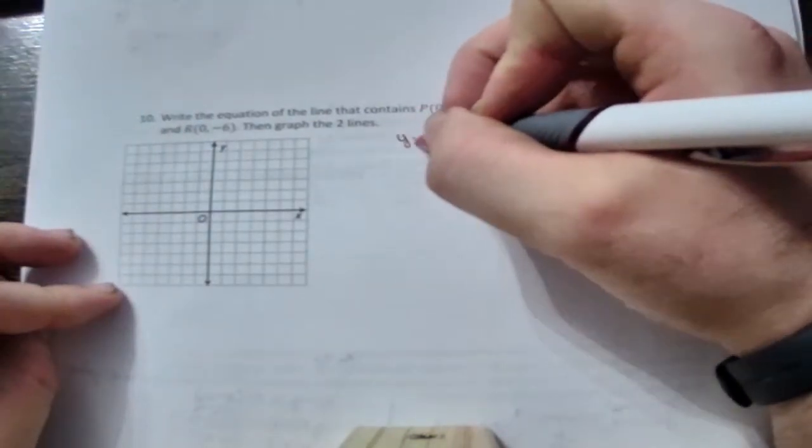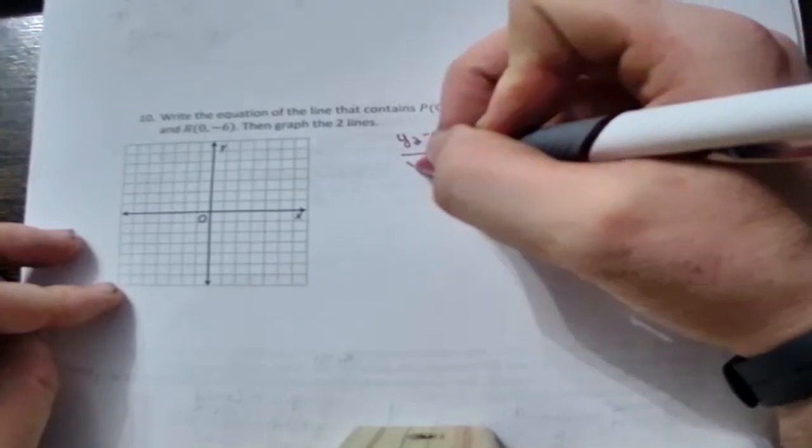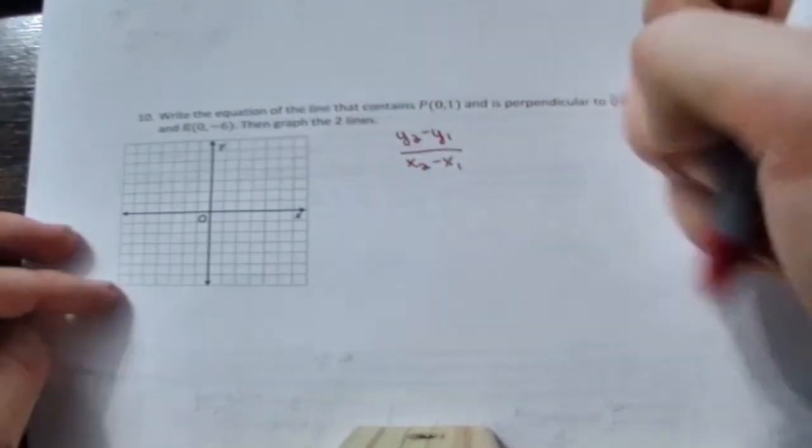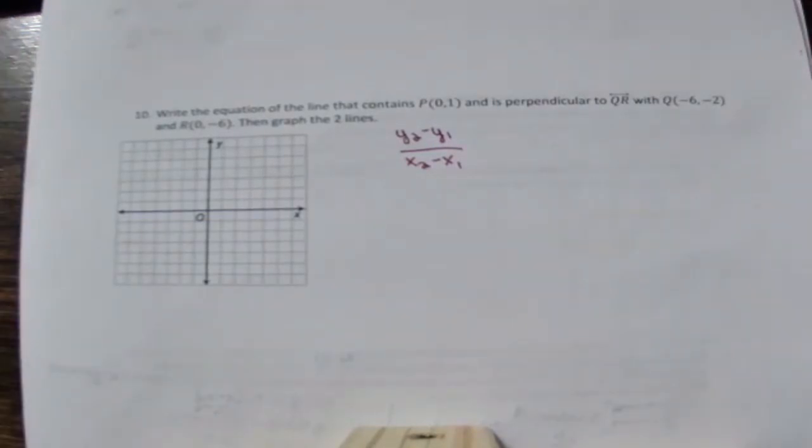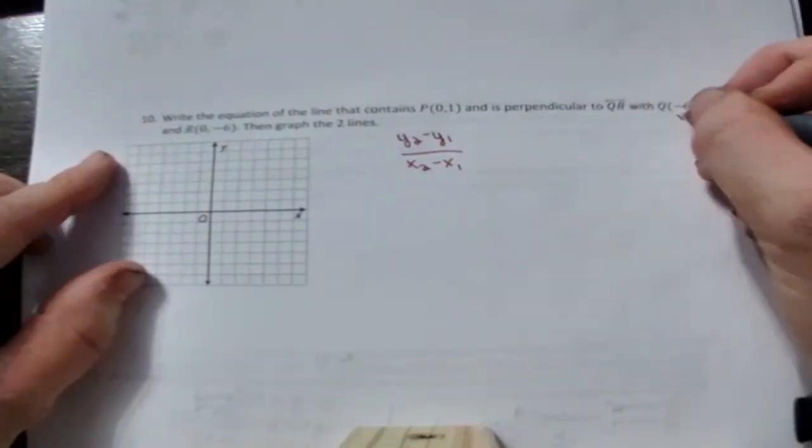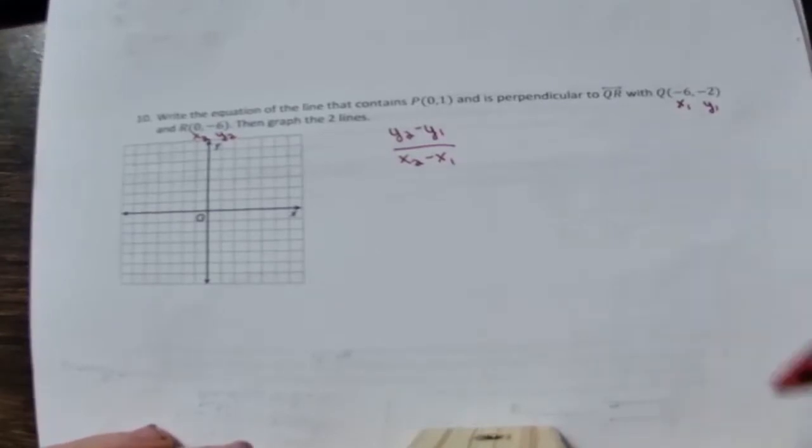So if they are perpendicular, we know that the slopes have to be opposite and reciprocal. So first thing I'm going to do is find the slope for QR. In order to find the slope for QR, we use the equation y2 minus y1 over x2 minus x1. So I'm going to go ahead and make this my x1, y1, this one my x2, y2. It did not matter which one I chose for each, but that's just what I happen to do.